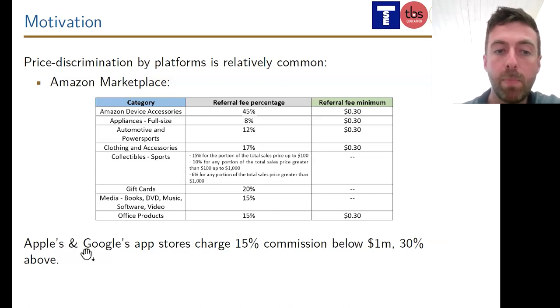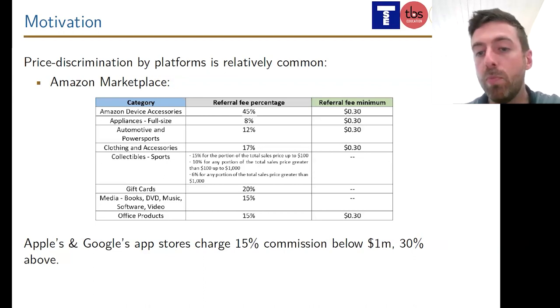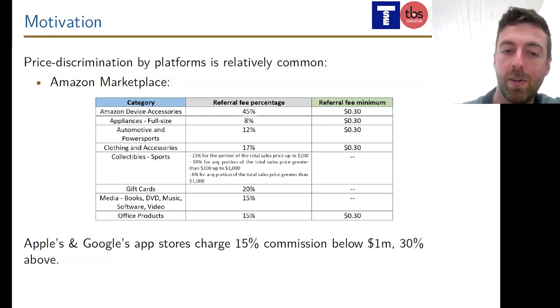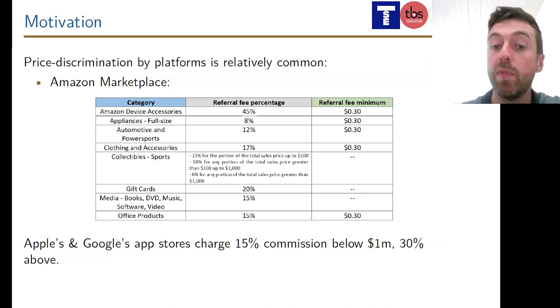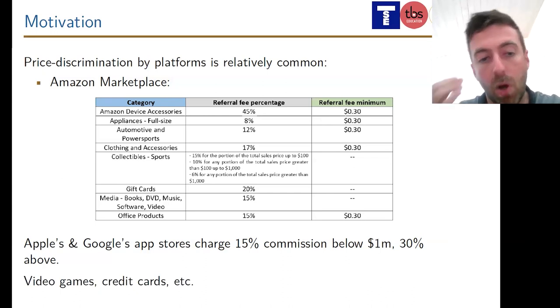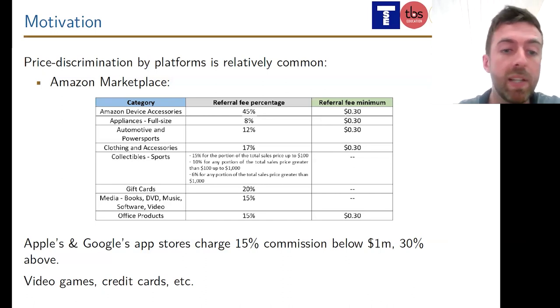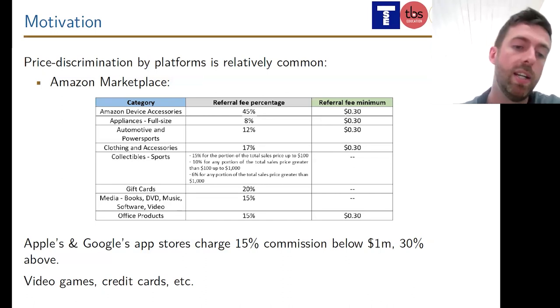For instance, Apple or Google's app stores charge different commissions depending on the revenue of the seller. It used to be only 30%, but since last year they've changed, and now Amazon and Apple and Google charge 15% commission if the revenue per year is less than 1 million, 30% if it's above. You have other examples in the video game industries. For instance, Microsoft is going to charge different fees depending on whether what you sell is a game or not.